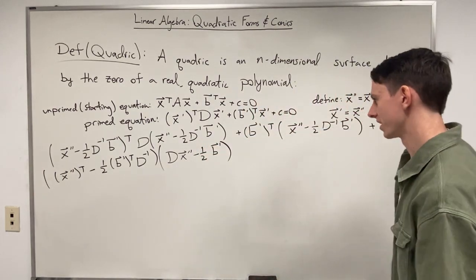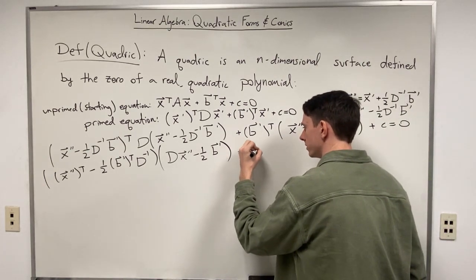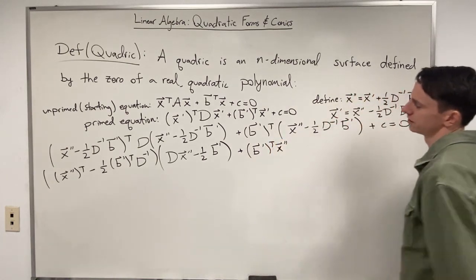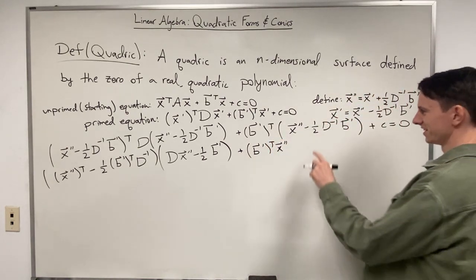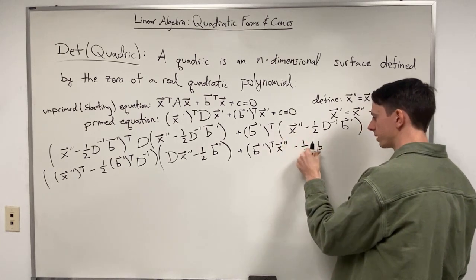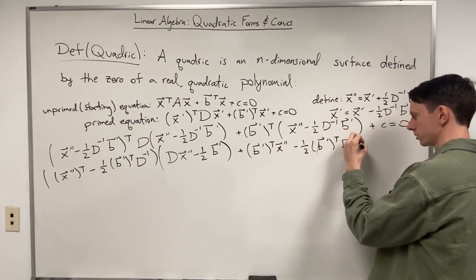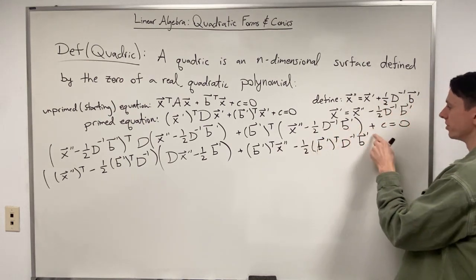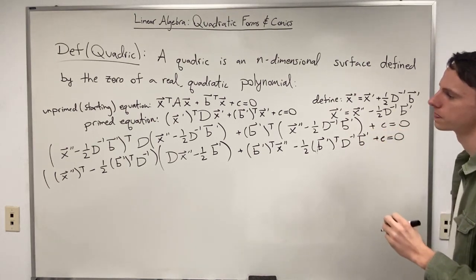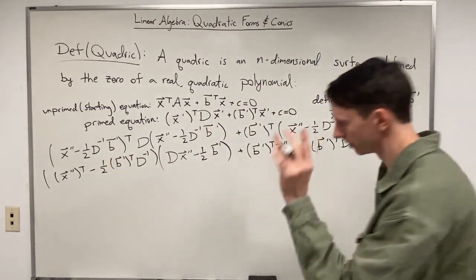Things are starting to simplify. Right? Then here I'm going to have plus B prime transpose x double prime. It's a lot of primes. Minus 1/2 B prime transpose D inverse B prime, and then plus C equals 0. And then the last thing we have to do is really just to distribute everything across, and stuff will work itself out.